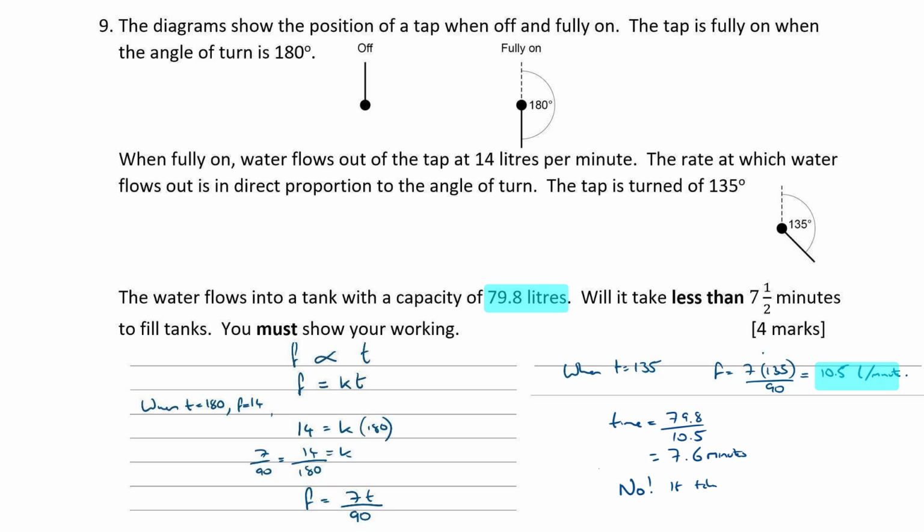It takes longer than 7.5 minutes. Okay, that's our answer. Now it isn't quite in the right place, but you know, the examiner will find it up there. I think that's fine. Let me just underline it there. Maybe put it in a box. Okay, no, it takes longer than 7.5 minutes. I think I've got all my bases covered.